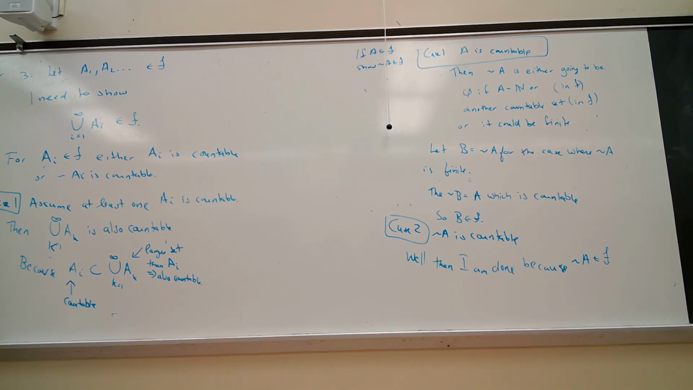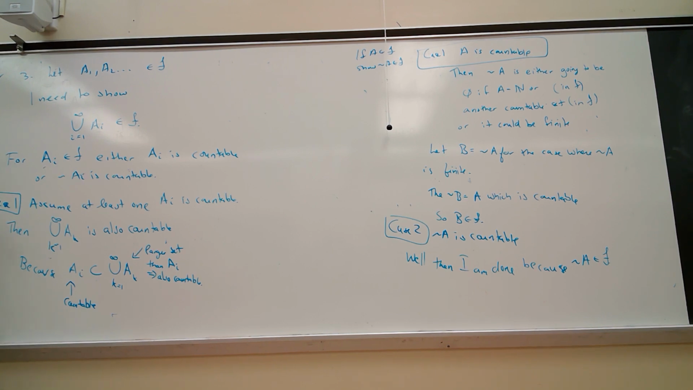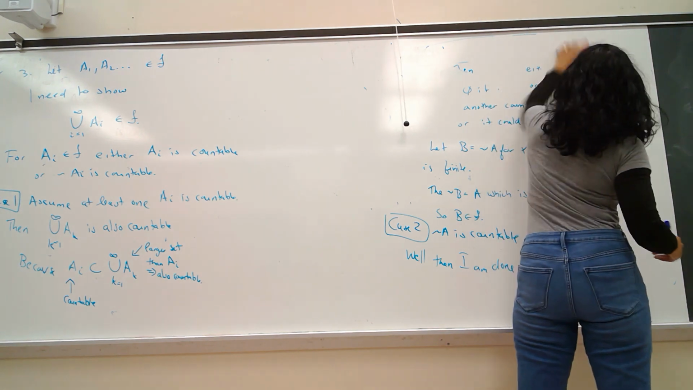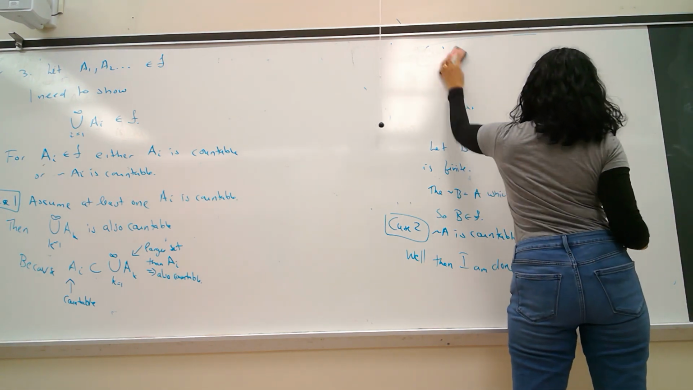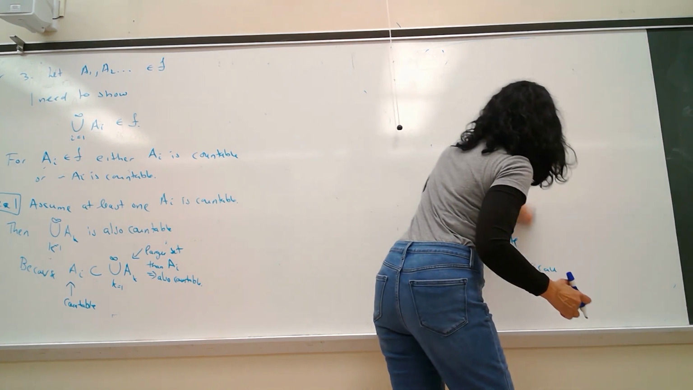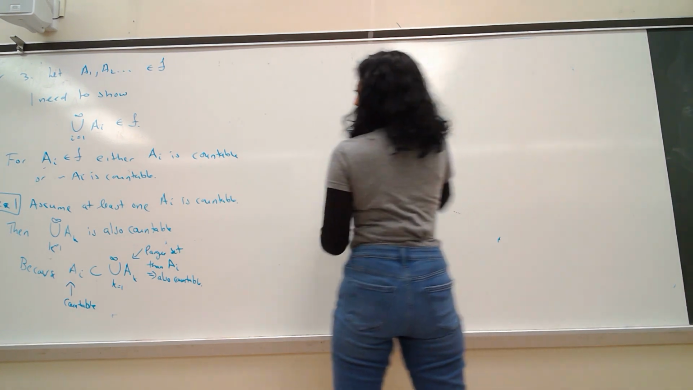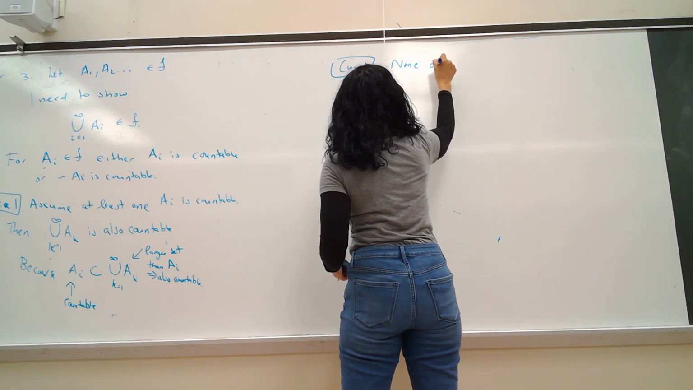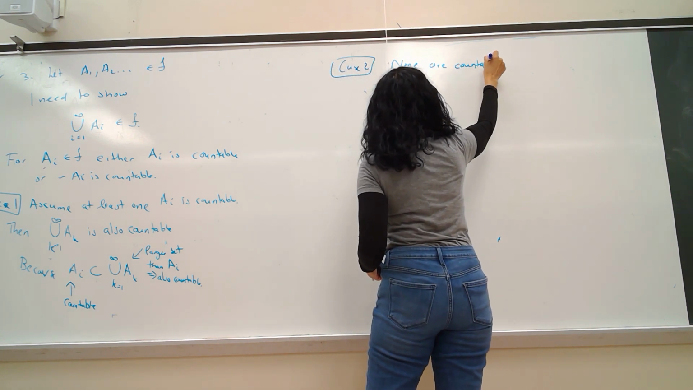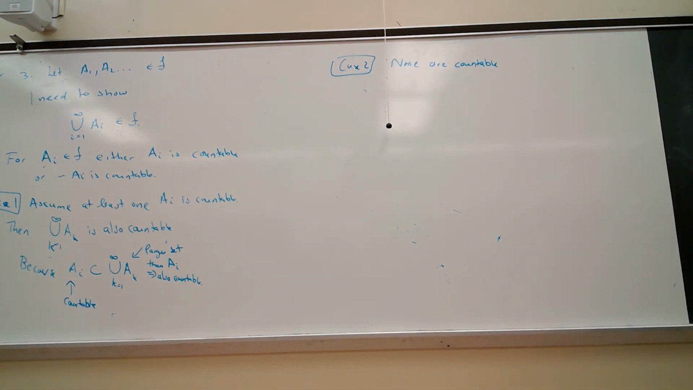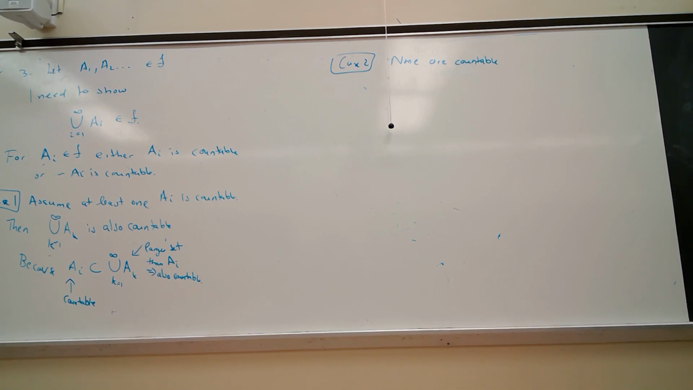All right. What's the worst case scenario for all of these? Like if at least one of them is countable. Let's go to the other case: none of them are countable. What does that mean if none of them are countable? Countably infinite. None are countable. They're not countably infinite.